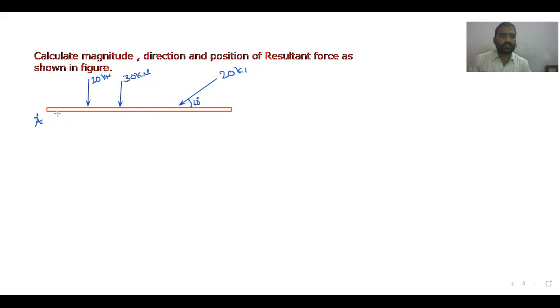So from here to here it is 1.5 meter, from here to here it is 1.5 meter, from here to here it is 3 meter, and the remaining is 2 meter. Okay, all are in meters. This is one problem.